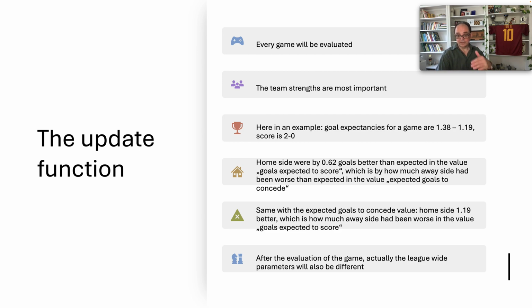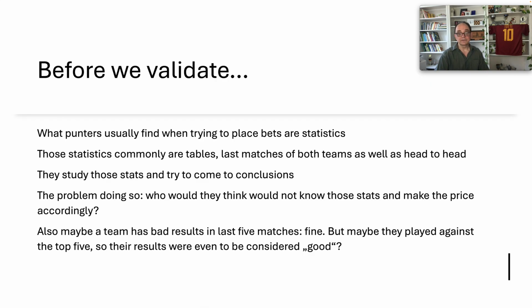After evaluation of the game, the league-wide parameters will also be different, because it's a game itself that took part in this competition. There had been 2 goals less than expected, so the goal average is slightly going to go down. There had been fewer goals than I expected, so I'm going to have to expect a little less for the future. It's very marginal adjustments, but they need to be done.